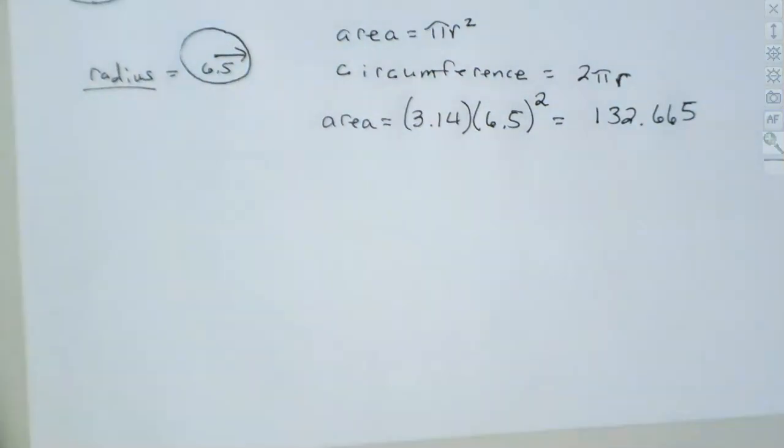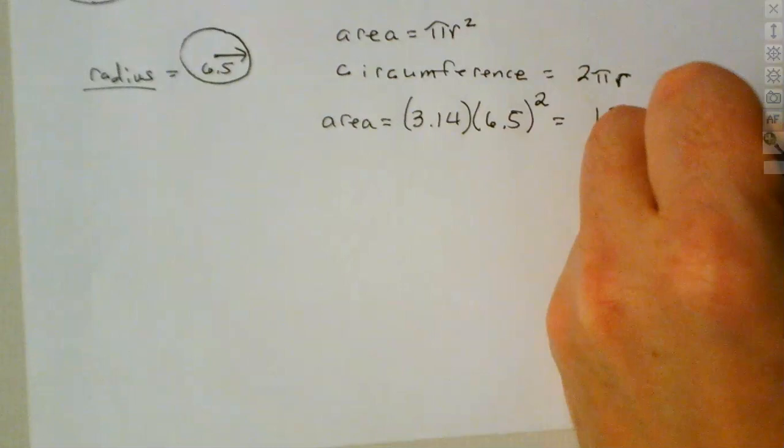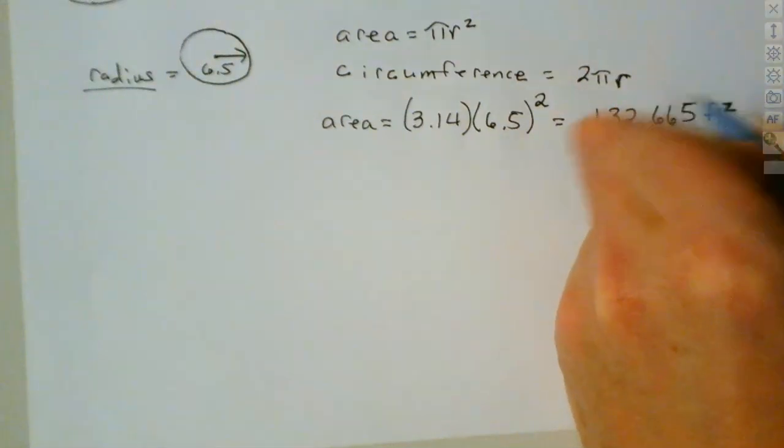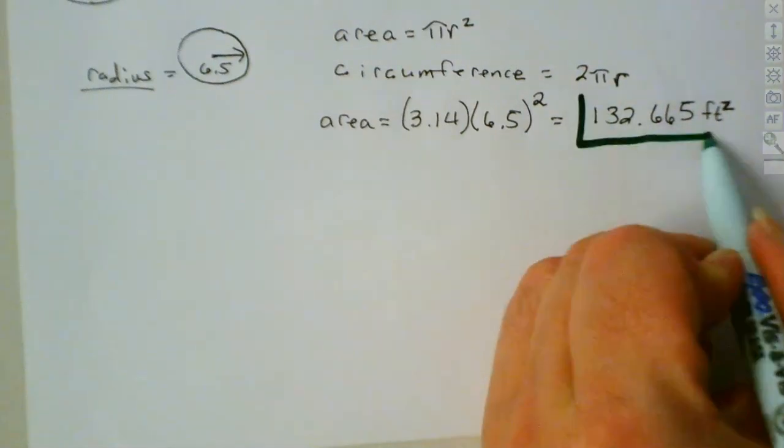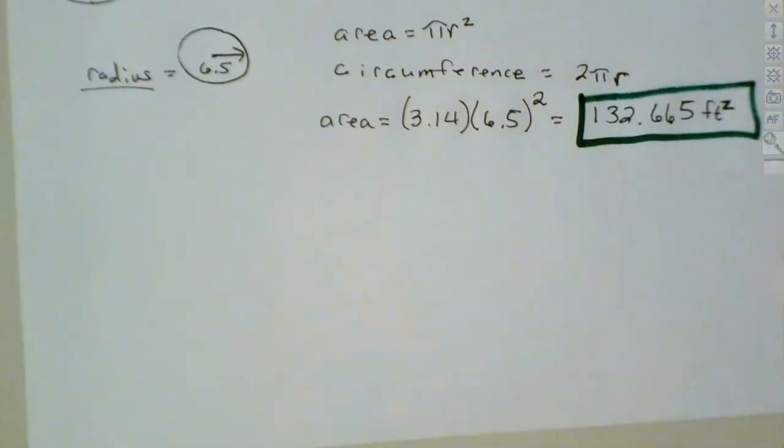And that's not in feet. This is an area. Now, area, we have to square it. So your area is in square feet. Think about the area. If you square something, your answer better be in square feet or square units. So that's why the area was in square feet.